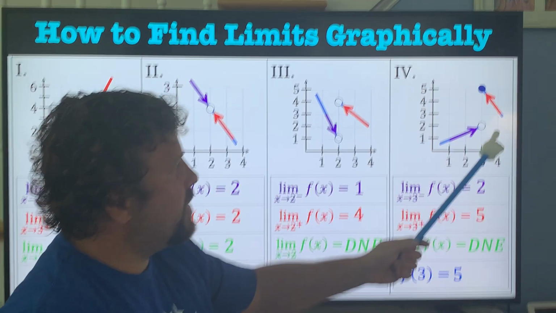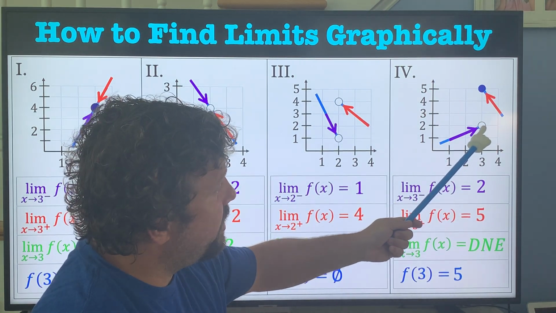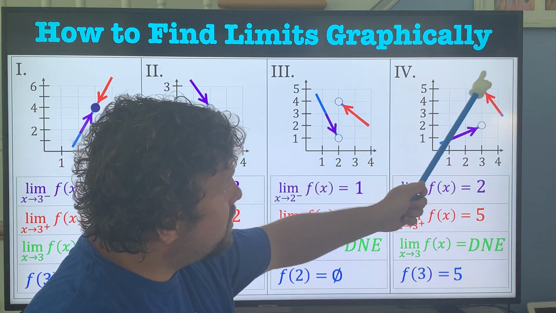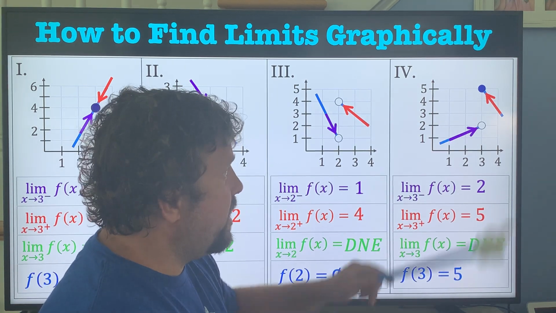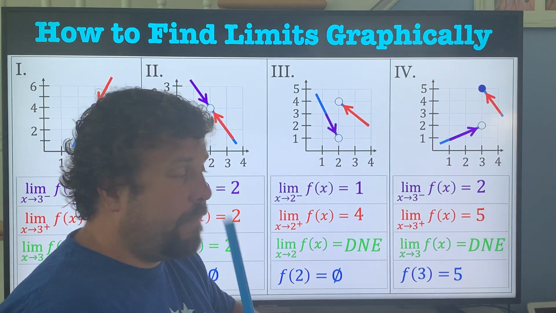F of 3 is 5 because even though there are 2 circles here, an open circle means there's no actual value here, but a closed circle means there is, and the answer is 5. Now, if you had a closed circle in both of these, it's not possible because it wouldn't be a function. You can't have 2 y values for one x. All right? Got it? Awesome.